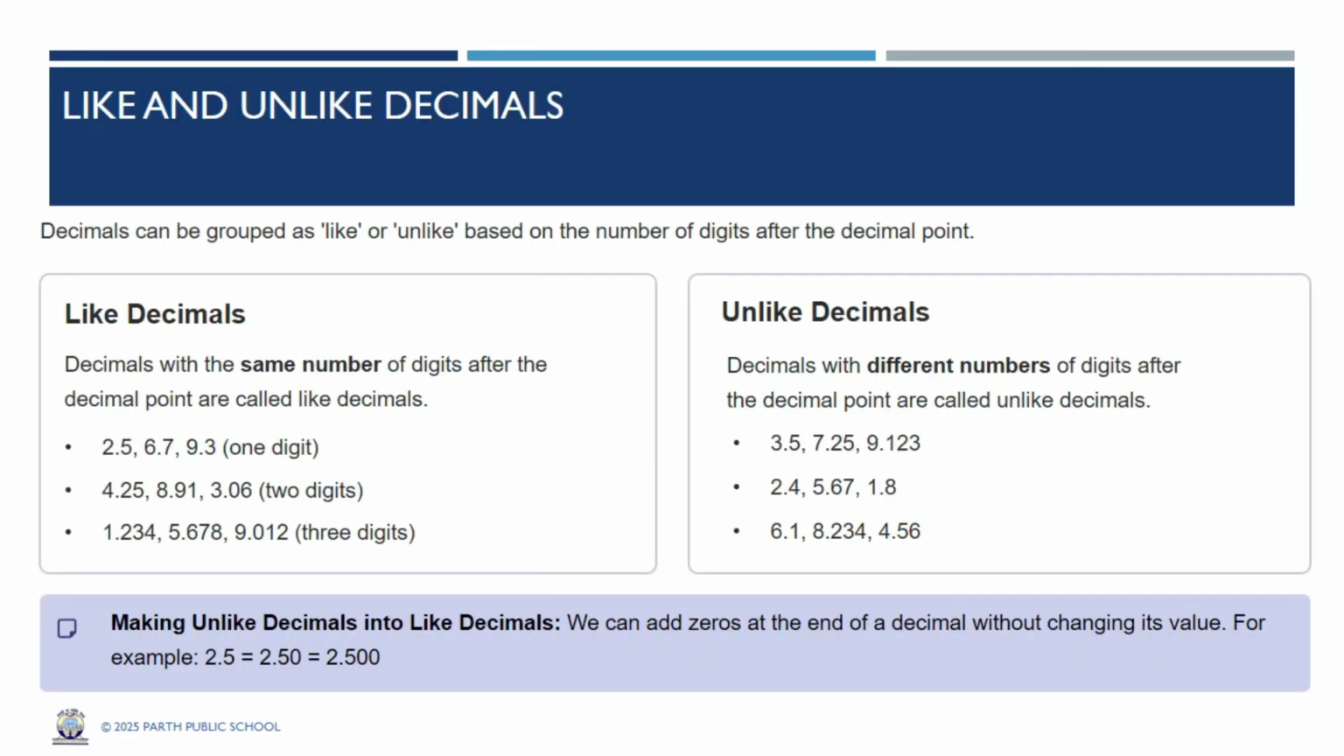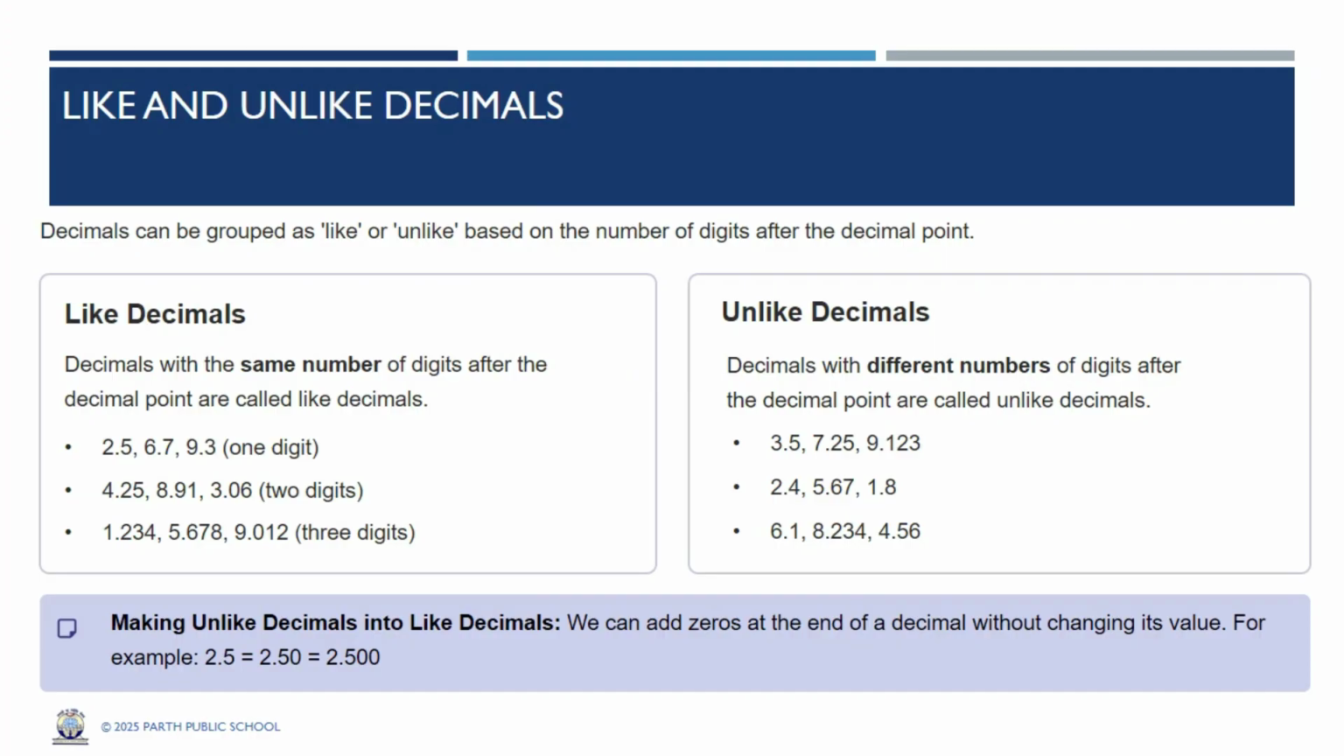Next is like and unlike decimals. Decimals with the same number of digits after the decimal point are called like decimals. For example, 2.5, 6.7, 9.3. They all have one digit after the decimal. Decimals with different numbers of digits after the decimal point are called unlike decimals. For example, 3.5, 7.25, 9.123. They have different numbers of digits after the decimal.